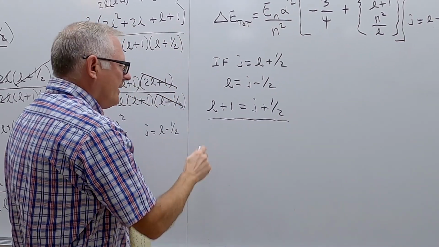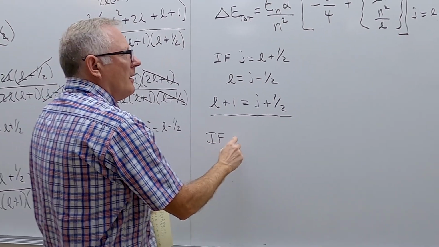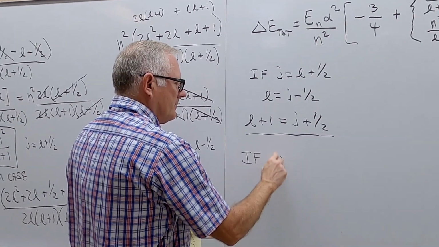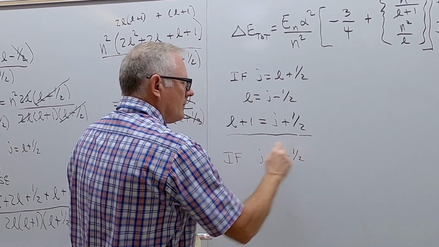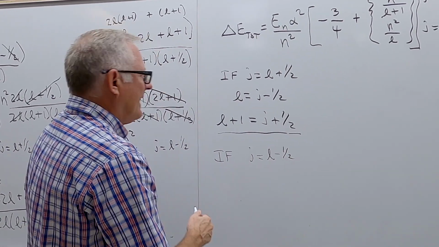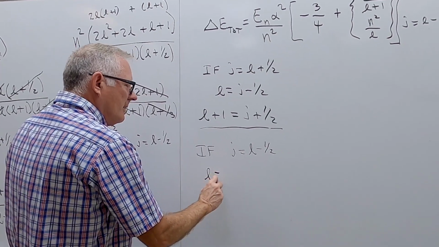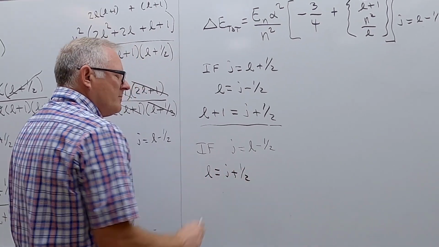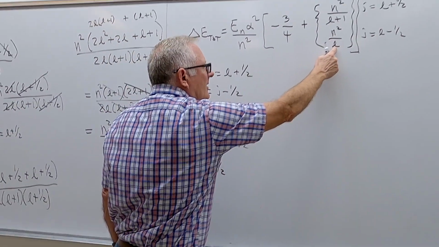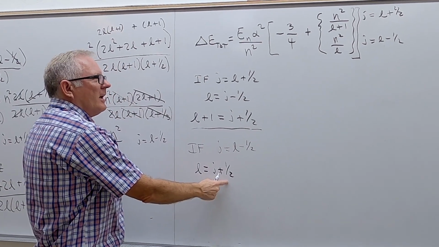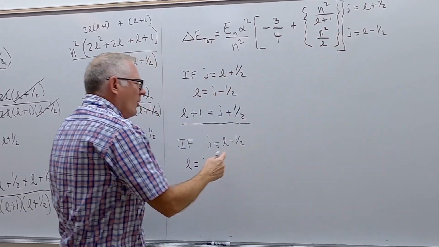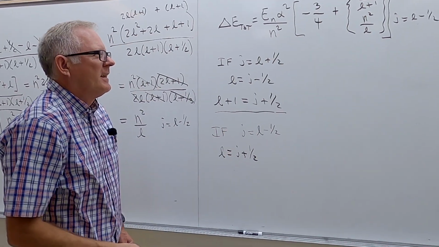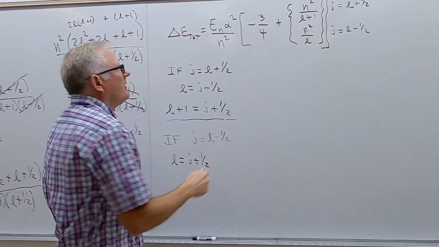You notice right here, if J is equal to L minus a half, then L is equal to J plus a half. So I could replace this L with just J plus a half, and I could replace this L plus 1 up here with J plus a half. So they're both the same, so I don't have to write them down as two different things. They're both just J plus a half in the denominator right here.